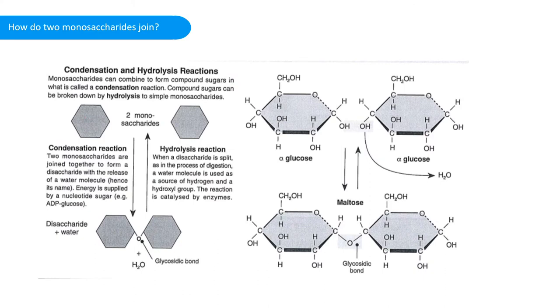So this will look hopefully quite familiar because it's exactly the same as how proteins join. What we're looking at here is how two monosaccharides join together. On the top diagram here, we've got glucose and glucose, two monosaccharides. And you should be very, very familiar with this kind of reaction. It is a condensation reaction, or a dehydration reaction, sometimes called. And it means that water is being taken out.